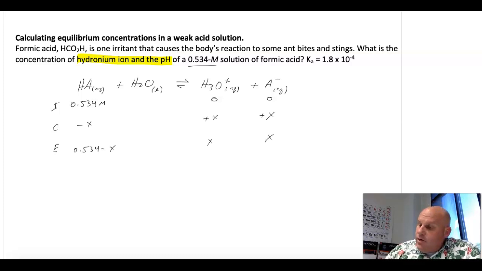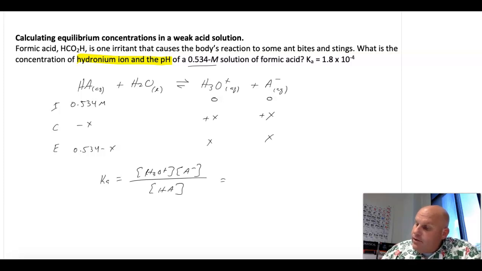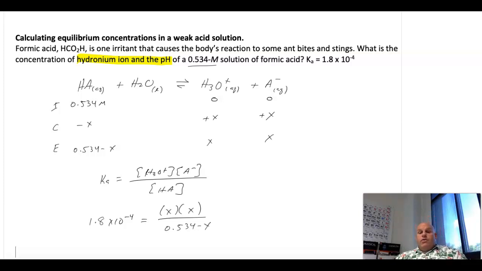Okay. We then know that the Ka is going to be the concentration of our H3O plus, times the concentration of our A minus, over the concentration of our acid. And actually, let me just go ahead and rewrite it down here since we know the Ka as well. We know the Ka of 1.8 times 10 to the negative fourth is going to equal x times x over 0.534 minus x. Okay, so there's an assumption that we can make here that, if it's valid, then we can avoid using the quadratic.